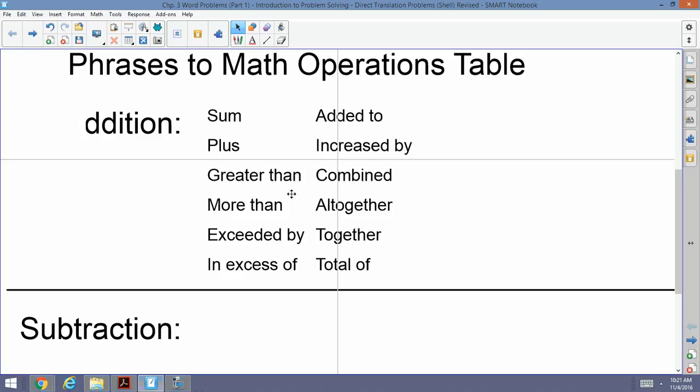So when we're talking about addition, as we've described before, any of these words are a potential for addition: sum, plus, greater than, more than, exceeded by, in excess of, added to, increased by, combined, all together, together, total of. These are very popular words for addition. Know them. Know them all very well.